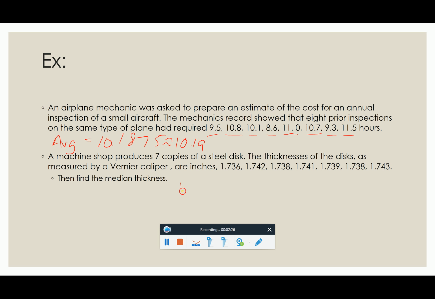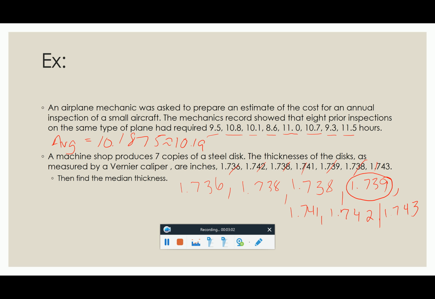So the least one would be 1.736. The next one is 1.738. And there's another 1.738. There's 1.739. And then there's 1.741, and then 1.742, and then 1.743. So 1, 2, 3, 1, 2, 3. And so you should get the median is 1.739.